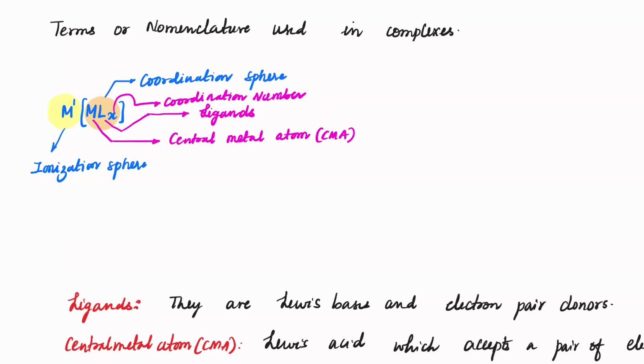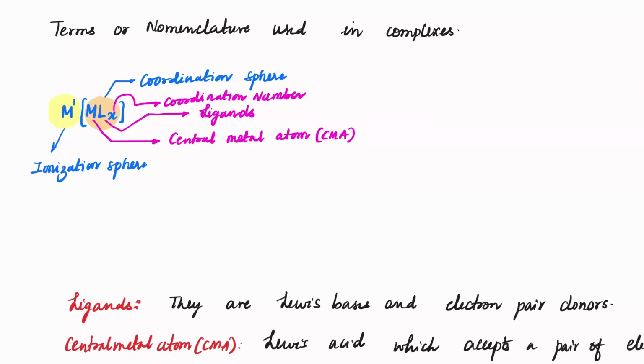So the entire bracket is what we call the coordination sphere. Anything outside is what we call the ionization sphere. The metal which is present at the center is called the central metal atom. And the L which are present are called ligands.